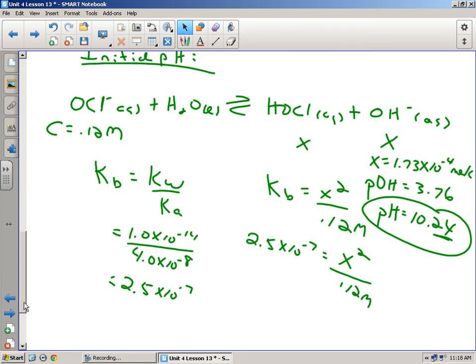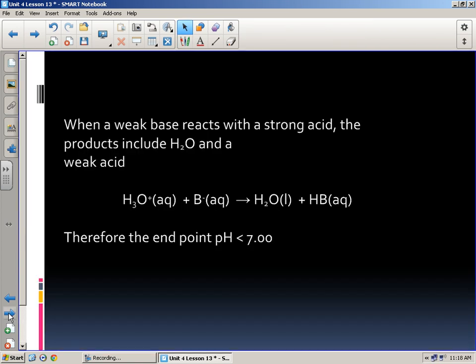Okay? So don't forget. Once again, when you take a weak base and react it with a strong acid, the products include water and a weak acid, of course. All right? Therefore, the endpoint will be lower than 7. And multiple choice questions on the diploma could be just as simple as, if I take this and this, what would you expect the endpoint to be? And they might say less than 7, equal to 7, greater than 7, and come up with some other number as a different option.